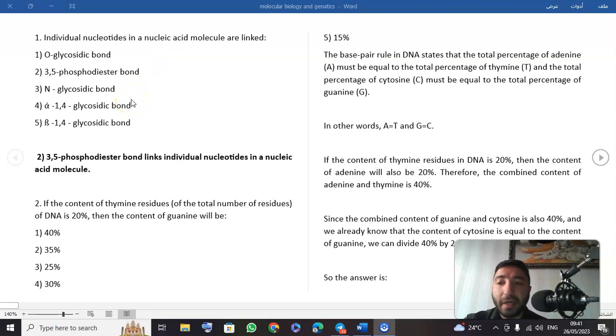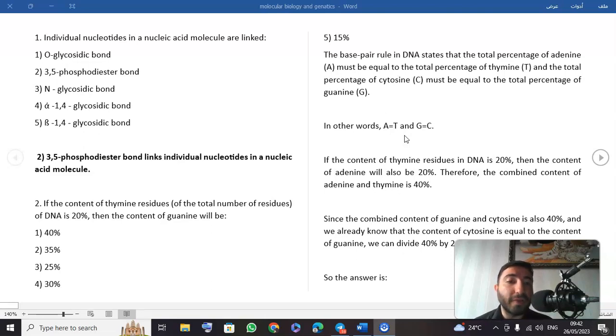Second question: if the content of thymine residues out of the total number of residues of DNA is 20%, then the content of guanine will be... Here we have to answer according to the equation. The base pair rule in DNA states that the total percentage of adenine A must be equal to the total percentage of thymine T, and the total percentage of cytosine C must also be equal to the total percentage of guanine G. So in other words, A equals T and G equals C as well.